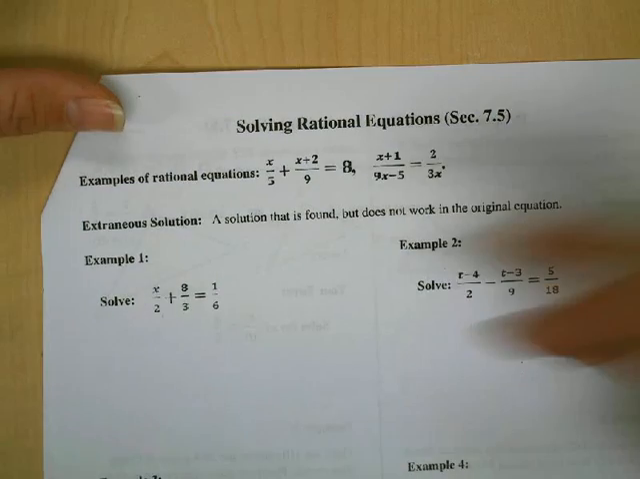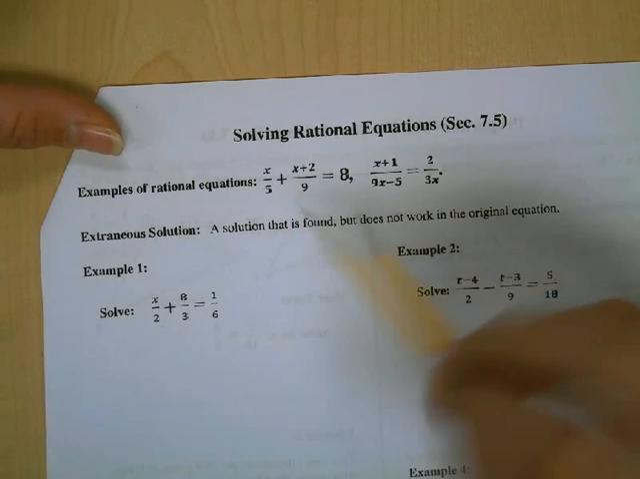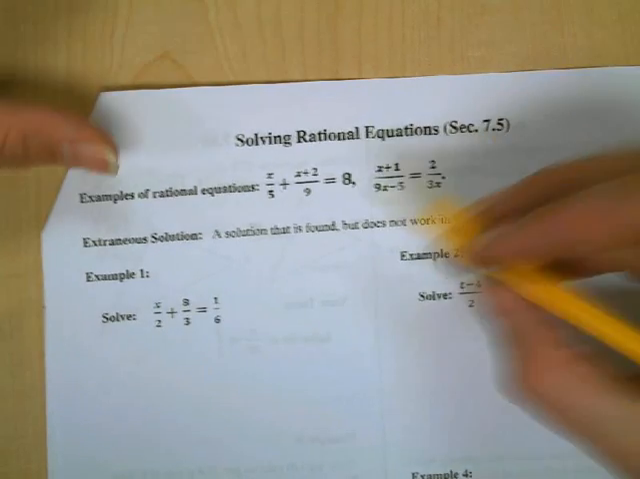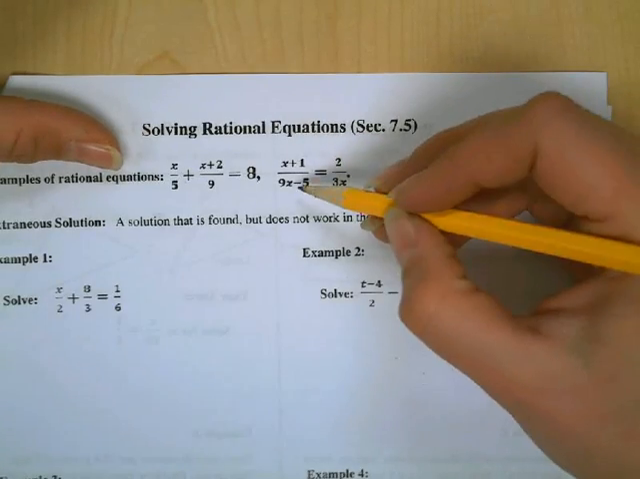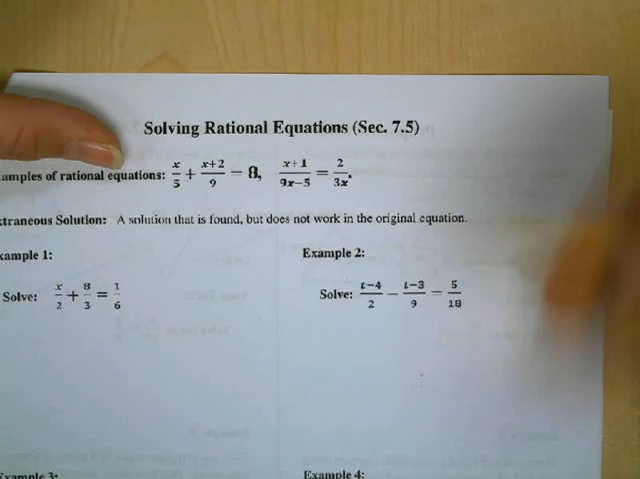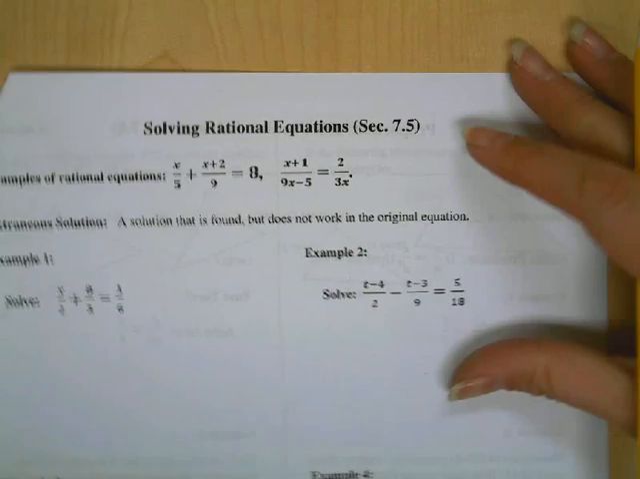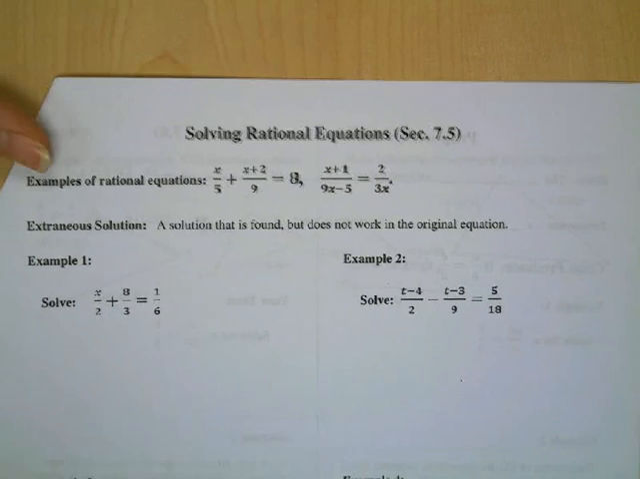So these are examples of rational equations. Just a rational added or subtracted to another rational. It doesn't necessarily have to have addition or subtraction. Okay, this would be a rational equation as well. I've got a rational expression equal to another rational expression. So those are looking at rational equations.